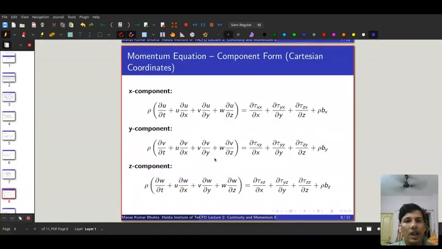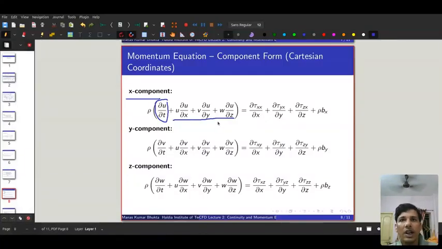Next, the momentum equation component form in the Cartesian coordinate system. Here let's interpret the term physically. On the left hand side we have the fluid accelerations. This term is the local derivative, and this is the convective term for the x component equation. So it shows how fast the fluid is gaining or losing momentum at that point. So this is the significance.